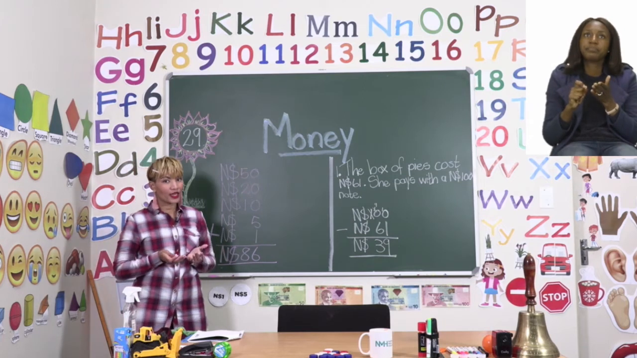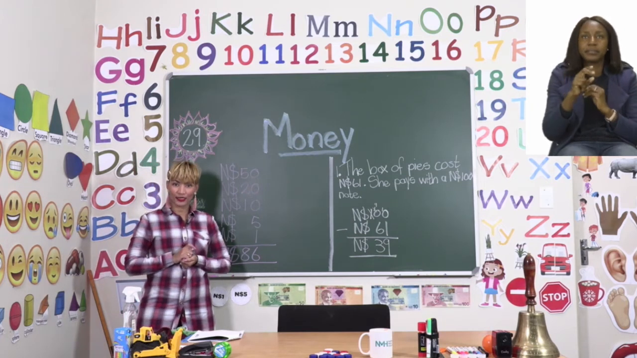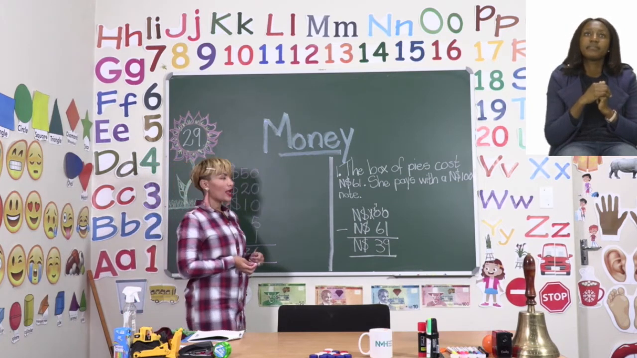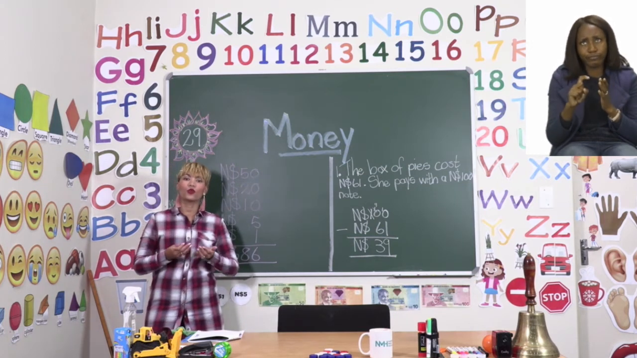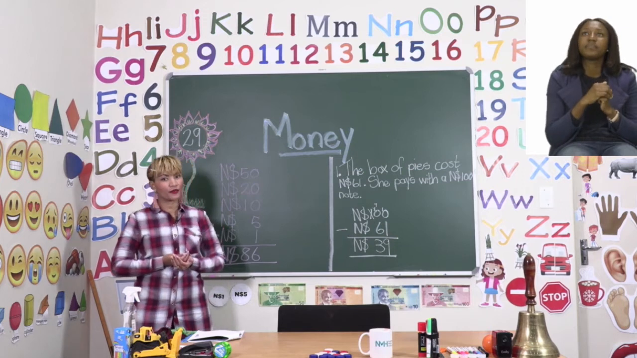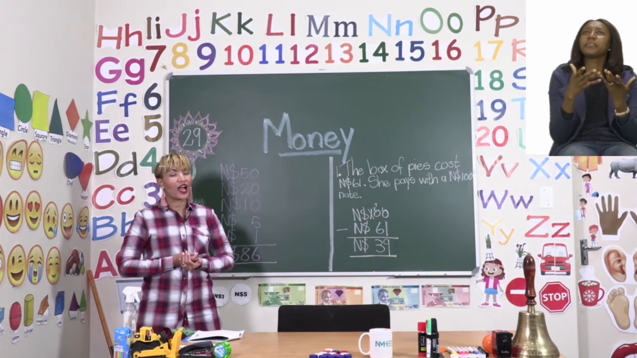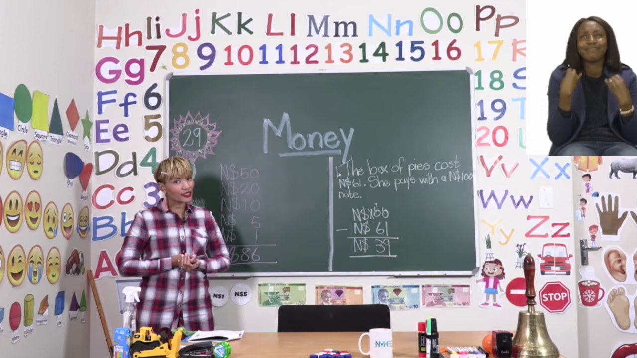Add it all together and write it in your booklet. And then you go and you can then read the rest of the questions and work out the change Bia should get. I hope that you will enjoy doing these activities.